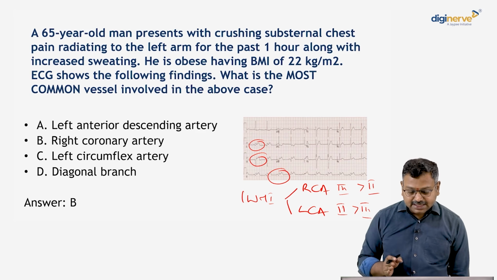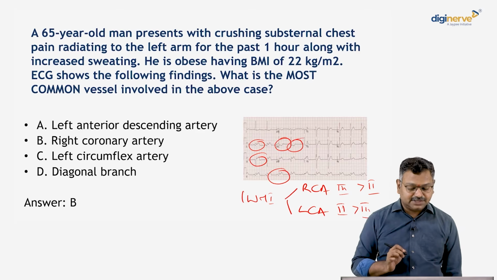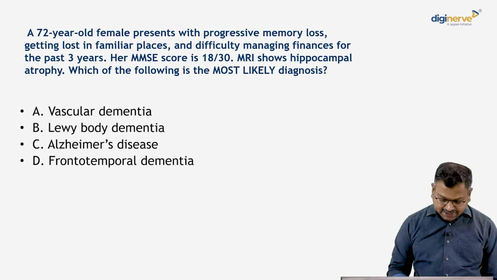Also, the other feature is reciprocal ST depression in aVL. If it is present, it is always suggestive of right coronary artery.